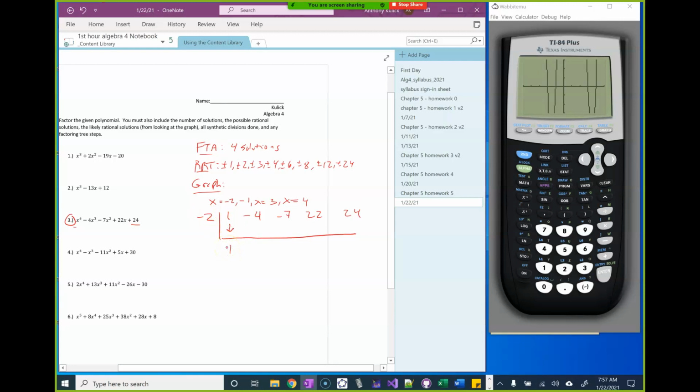So bring the 1 down. Negative 2 times positive 1 is negative 2, and I add down, that's negative 6. Negative 2 times negative 6 is positive 12. I add down, that's 5. Negative 2 times 5 is negative 10. I add down, that's 12. Negative 2 times 12 is negative 24, I add down, that's 0.